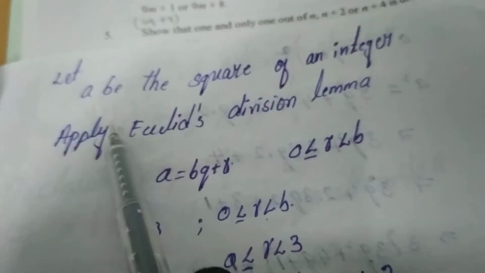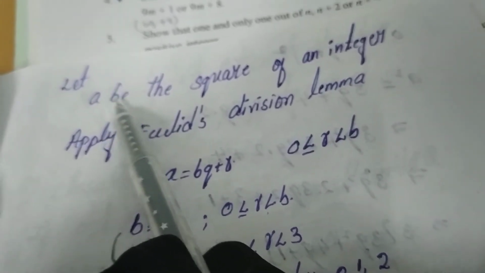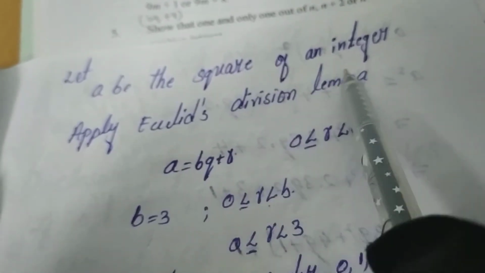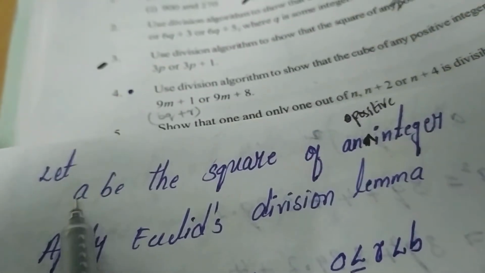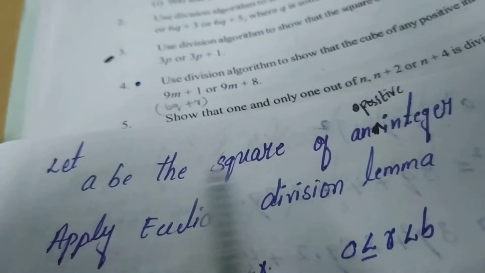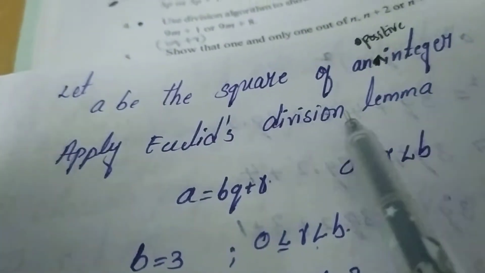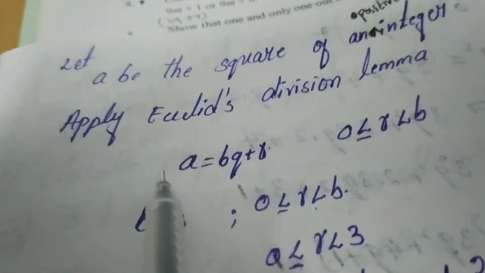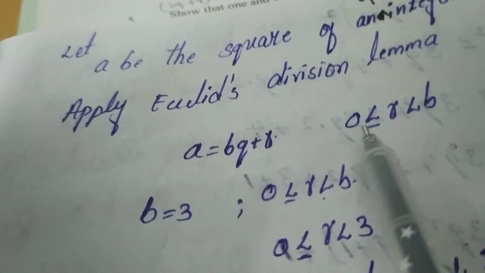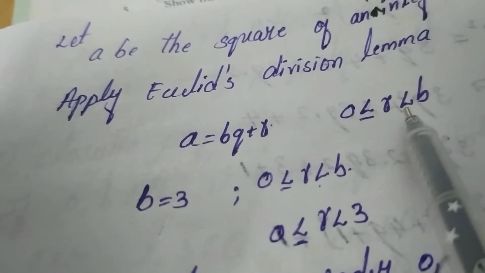Here is your solution. Here also we consider the integer as A. Let A be the square of a positive integer. Applying Euclid's division algorithm, what are the two conditions? A is equal to bq plus r, and 0 is less than or equal to r, and r is less than b. These are the two conditions.